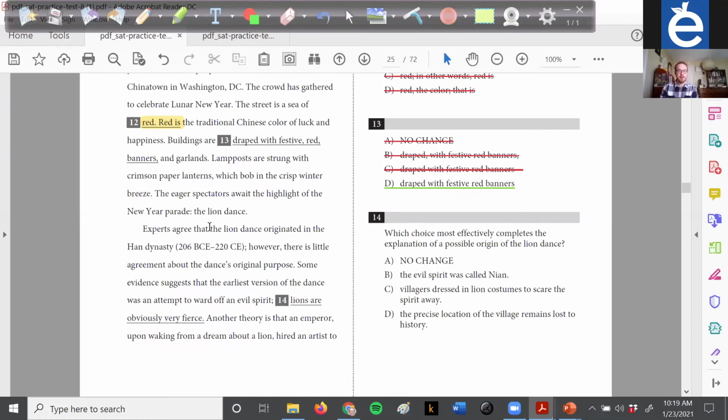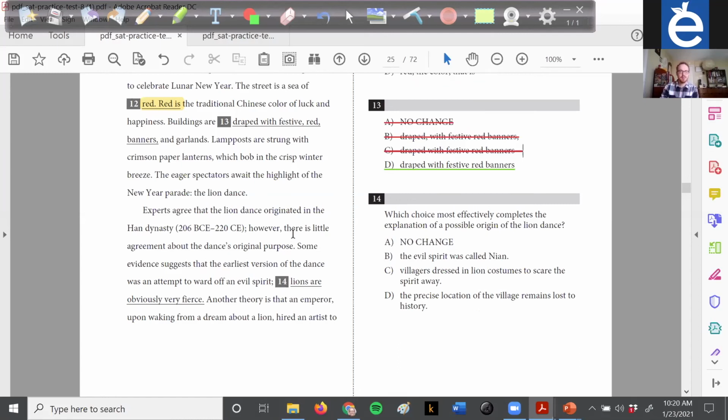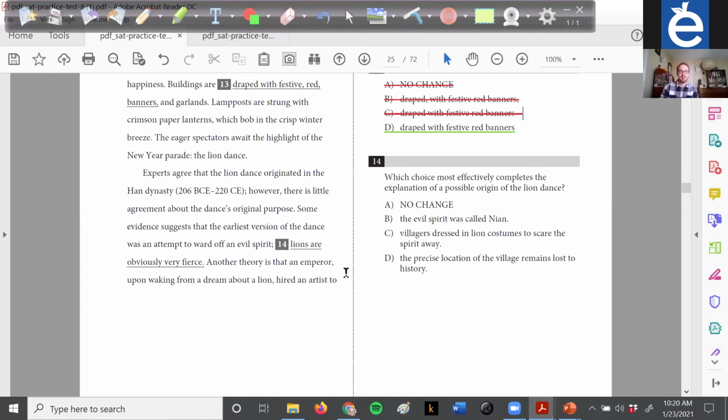Lampposts are strung with crimson paper lanterns, which bob in the crisp winter breeze. The eager spectators await the highlight of the New Year parade, the lion dance. Experts agree that the lion dance originated in the Han Dynasty from about 206 BCE to 220 CE. However, there is little agreement about the dance's original purpose. Some evidence suggests that the earliest version of the dance was an attempt to ward off an evil spirit; lions are obviously very fierce. Which choice most effectively completes the explanation of a possible origin of the lion dance?